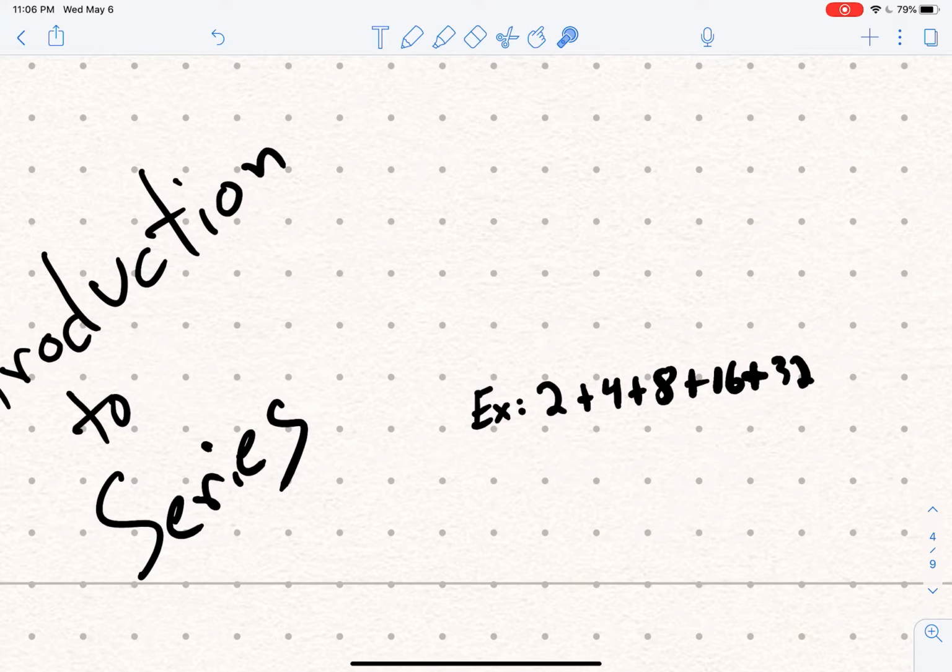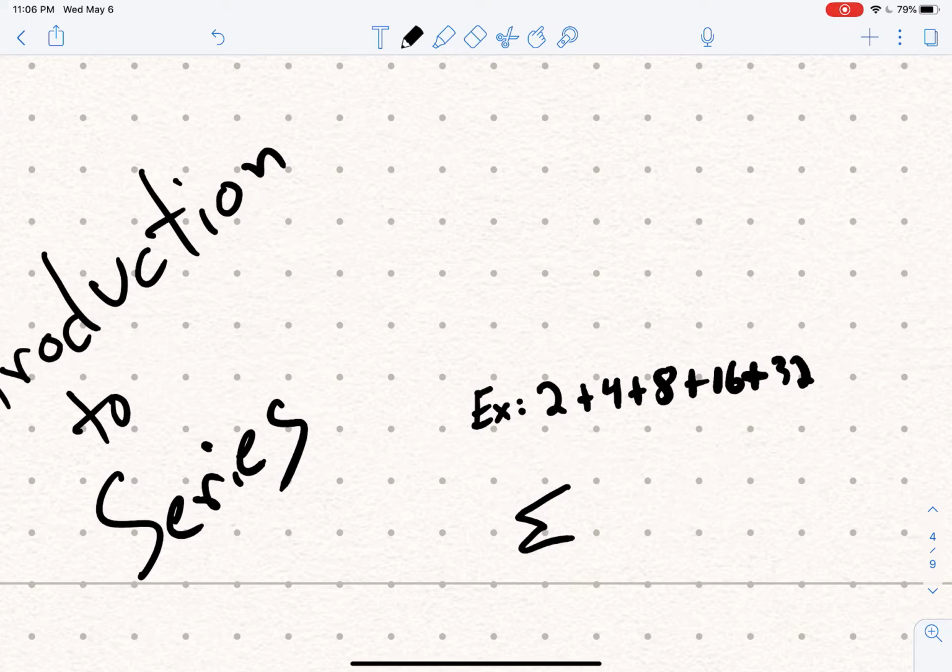Okay, when we write these down, there's a nice shorthand for writing down series, which is the notation known as sigma notation. Sigma is a Greek letter. It looks like this, and it means sum. Sum is just what you get when you add things up.